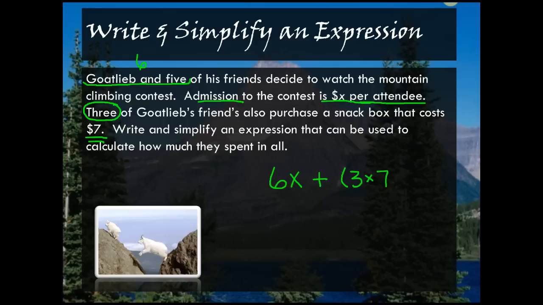To simplify the expression, we would end up with 6 times the cost of admission plus $21.